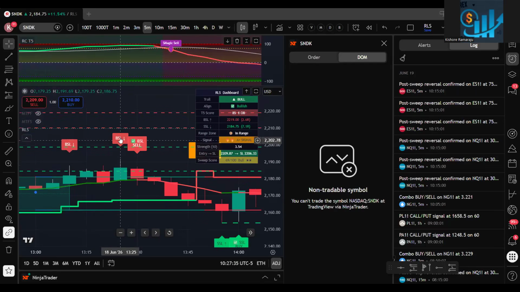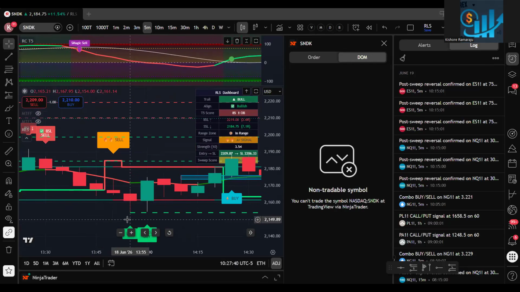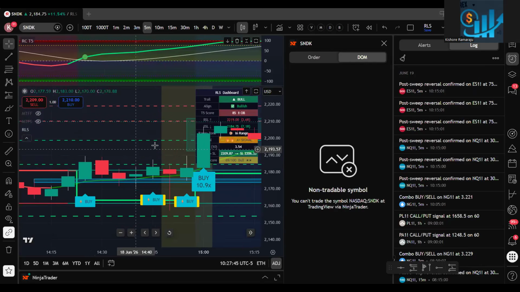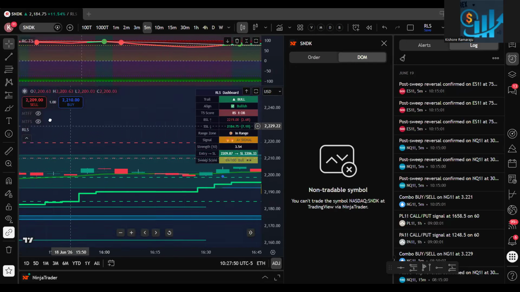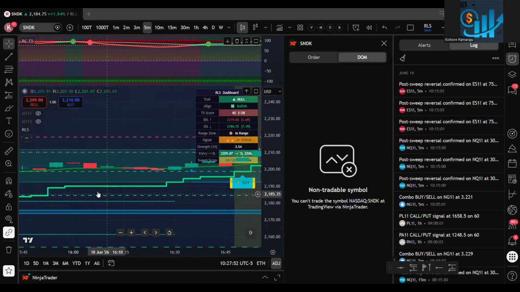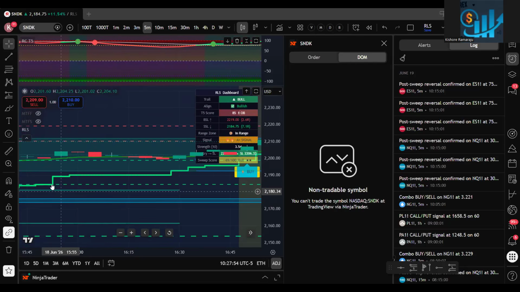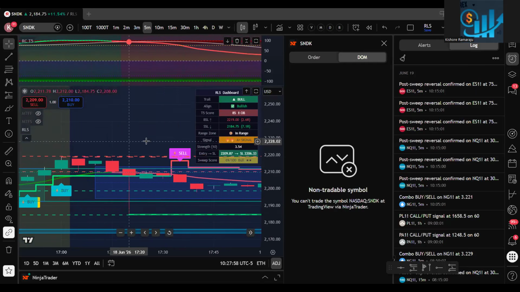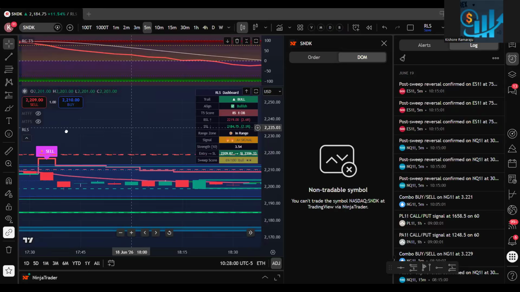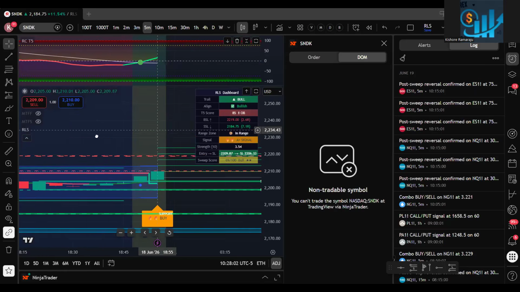Whenever you got a BSL sell, all the way down nearly 30-40 points down, you got an SSL buy. Again, it went further up. So whenever you get that buy signal, we can enter calls or we can do bull puts. Whenever you get a sell signal, we can enter puts or bear calls.